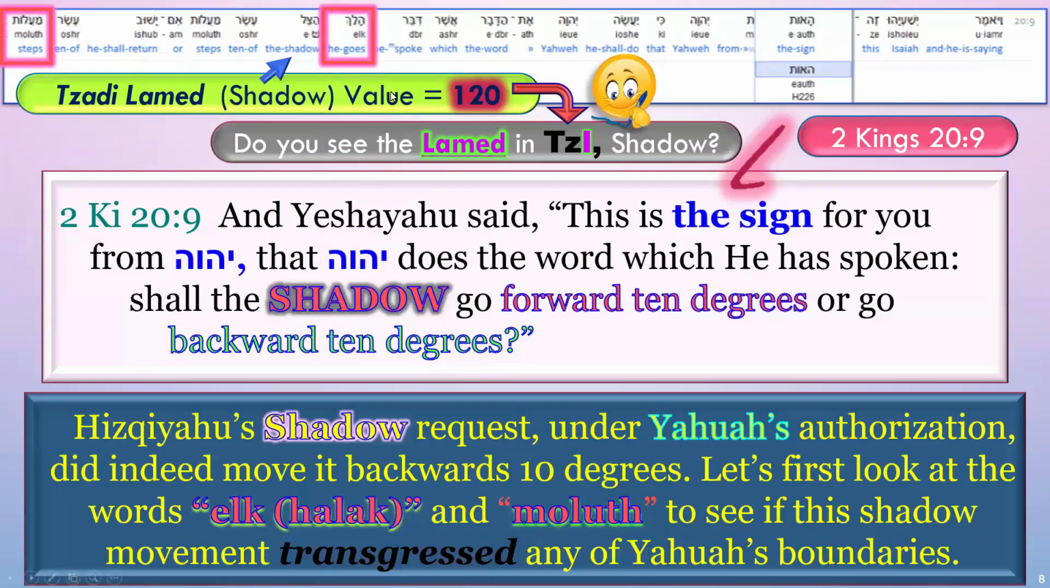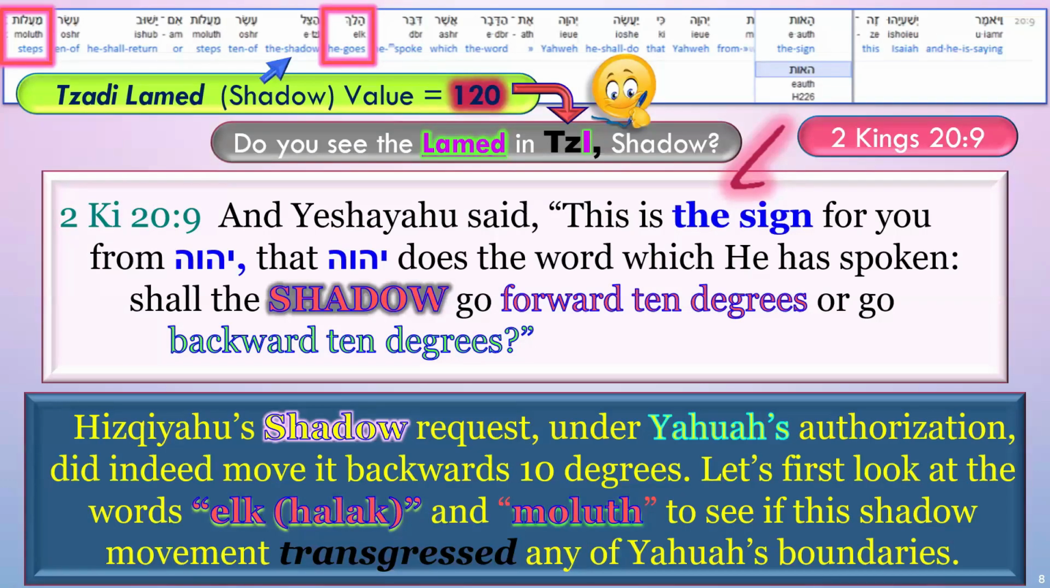So there's two words here. You'll notice these orange and pink boxes come up here. This is where I'm referencing in the bottom square. Hezekiah's shadow request, under Yahuwah's authorization, did indeed move it backwards 10 degrees. Let's first look at the words halak and maaloth to see if this shadow movement transgressed any of Yahuwah's boundaries. So just so you're sure, top left-hand corner, maaloth here and halak here. These are the two words in the scripture. I put the interlinear up here so that you could see these are the two words that I'm looking at, and they are indeed in this verse.